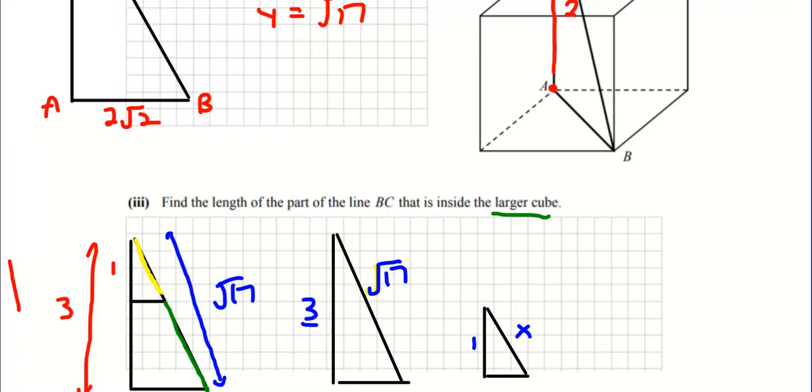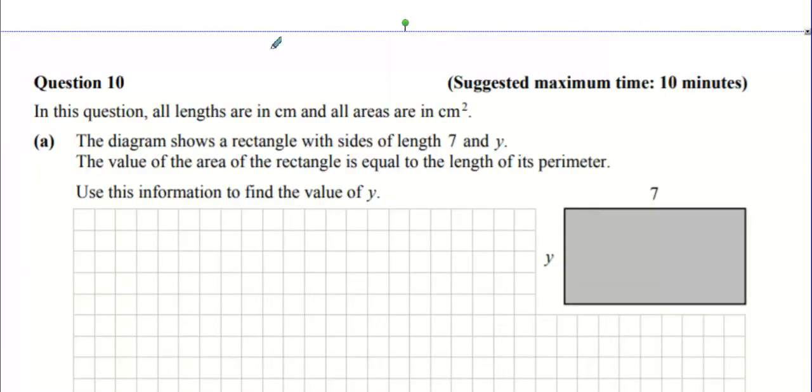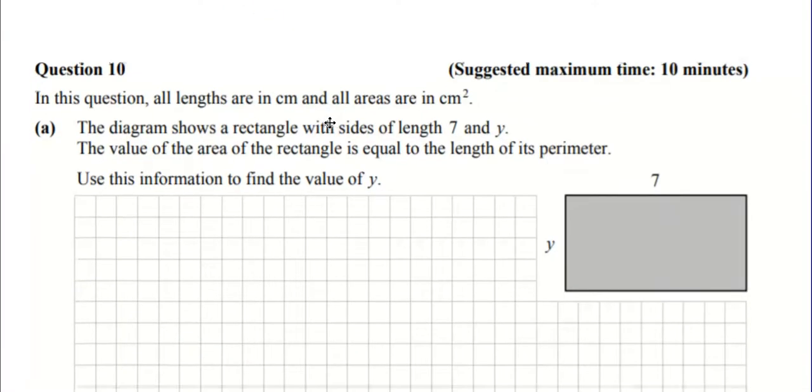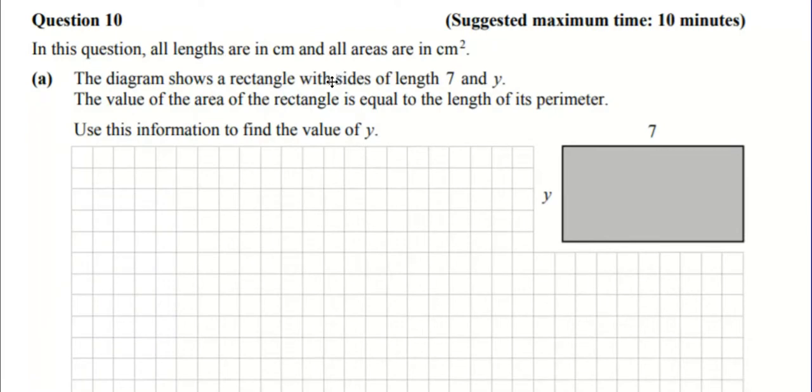Now, question 10. In this question, all lengths are in centimeters and areas are in centimeters squared. The diagram shows a rectangle with sides length 7 and y. The value of the area is equal to the length of its perimeter. So area equals perimeter. That's an interesting one.